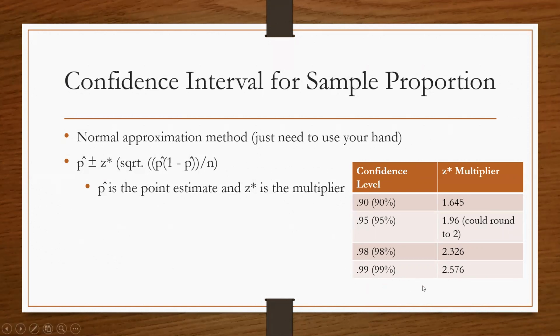which I included a nice handy little table here. This is not all inclusive. This is not every single one you're going to see, but these are generally the most common confidence levels, with most of them being 95. So if it's asking for a 90% confidence level, then the z multiplier is just going to be 1.645. If it's a 95% confidence level, that's going to be 1.96. Usually, you can just round that up to 2. Makes it a lot easier to remember.